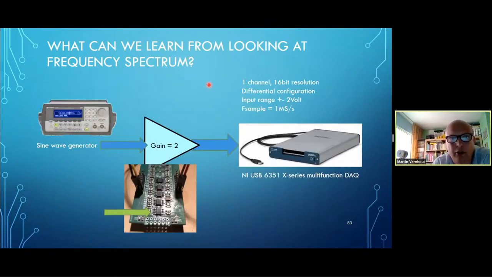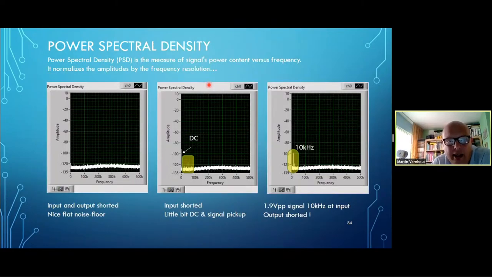So what can we learn from looking at the frequency spectrum? Over here, I have a simple setup with a signal generator, a data acquisition board, and a gain stage. If I short the input and the output, this is what we measure in the frequency domain. Low values, minus 120, means there is almost no power. This is actually the ground, the noise floor of that digitizer. If I only keep the input shorted, so the output is actually driving it, I see a little bit of DC and a little bit of signal being picked up from somewhere else.